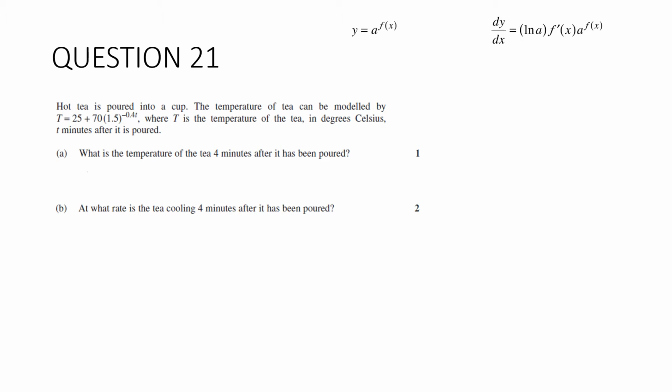Nice easy one to begin with. Capital T is equal to 25 plus 70 multiplied by 1.5 to the power of negative 0.4 times 4. And straight into the calculator will give you the answer.